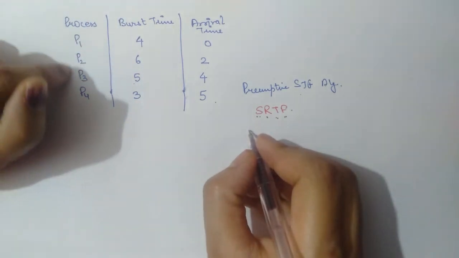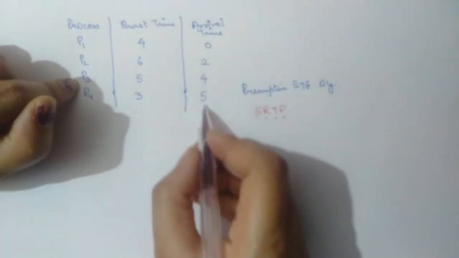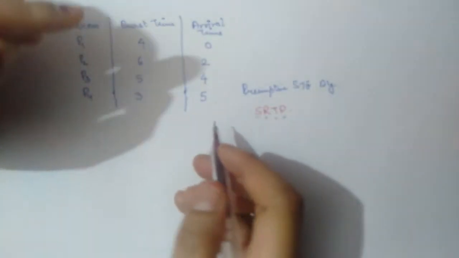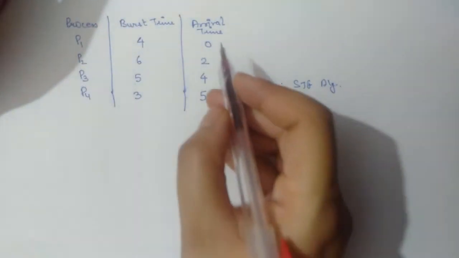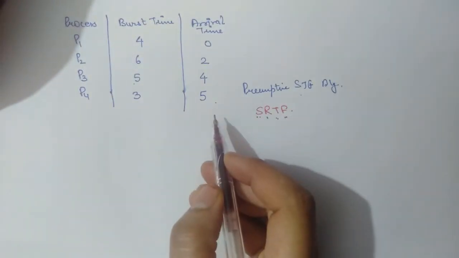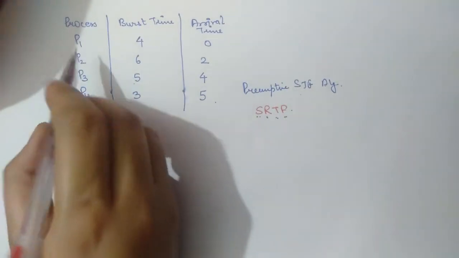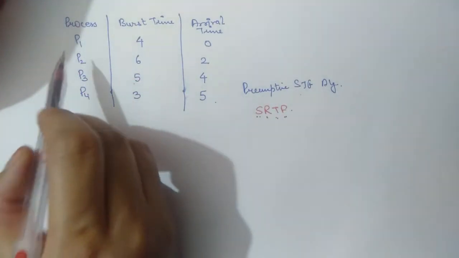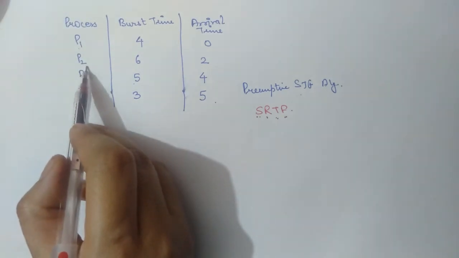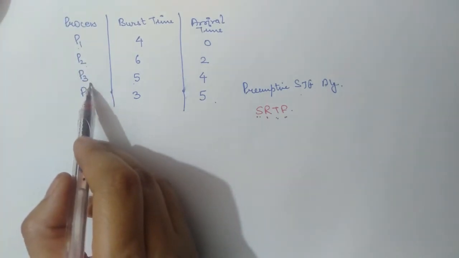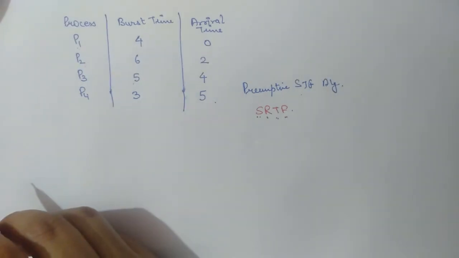As in the sequence, first of all, concentrate on the arrival time of every process. First of all, see the arrival times. Here, arrival times are written in increasing order. That means the first process which entered the ready queue is P1. The second process which entered the ready queue is P2. The third process is P3, and the fourth process is P4.